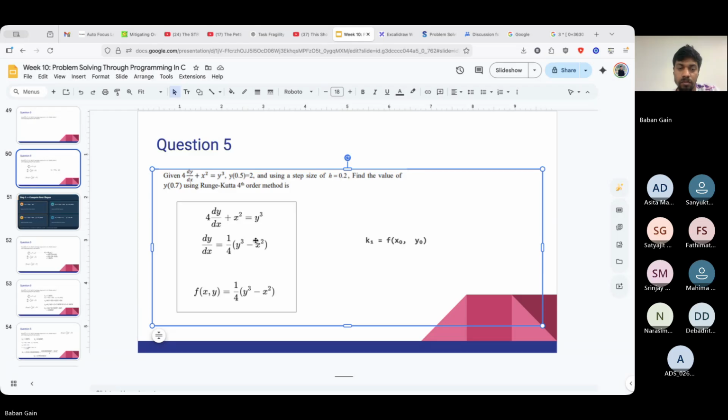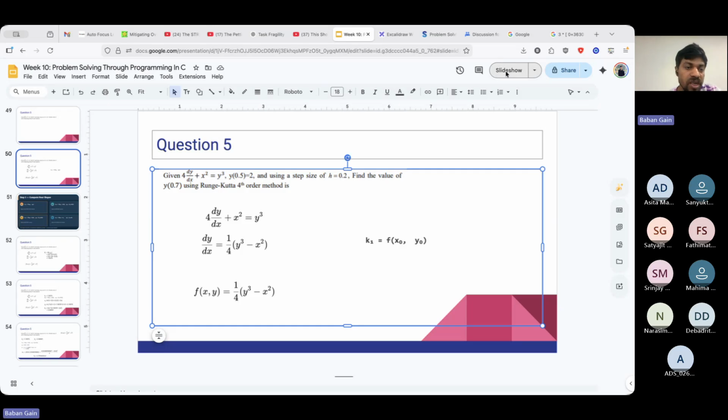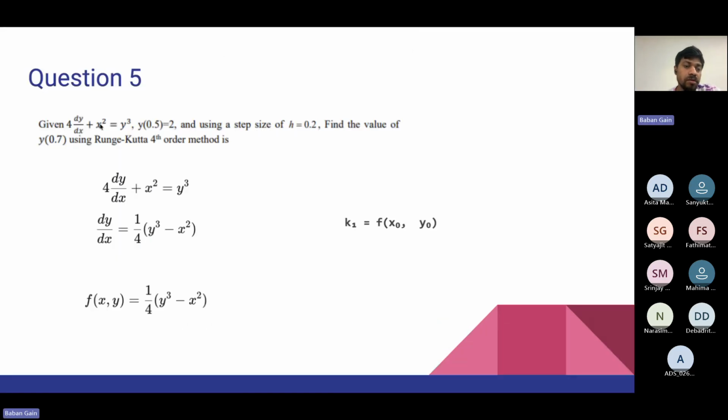This is the f. Basically here you are given this equation, but see in the RK4 method, you have to consider in the left hand side dy/dx only. Everything else is in the right hand side. So y cube minus x square, and then 4, it will be like 1 by 4. So f of x, y is 1 by 4 into y cube minus x square. Okay, this is the formula.